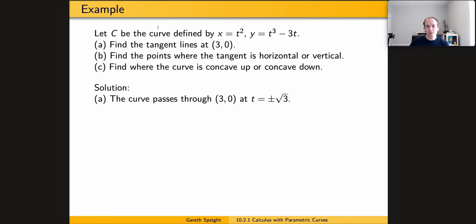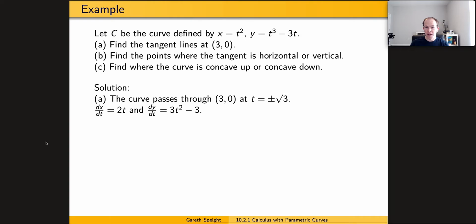So starting off, if we want to find the tangent lines at (3, 0), we're going to need to know the value of t, because everything is in terms of t. When x equals 3, that's t squared equals 3, so t equals plus or minus the square root of 3. And we can confirm on the y coordinate that when t is plus or minus the square root of 3, it's a simple calculation, the y will be 0. So both t equals plus or minus square root of 3 do in fact give us the point (3, 0).